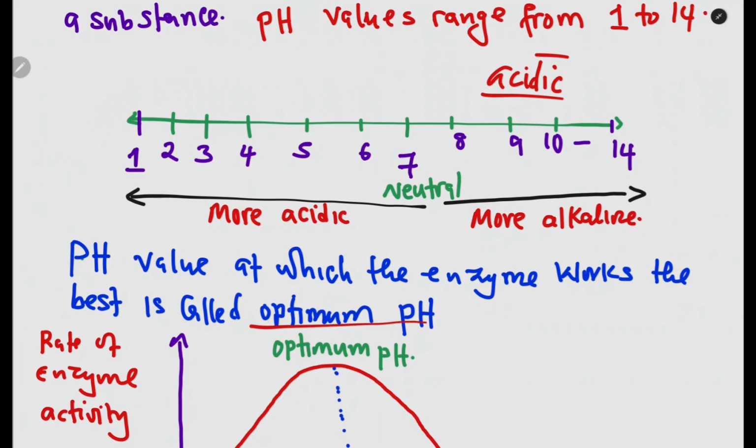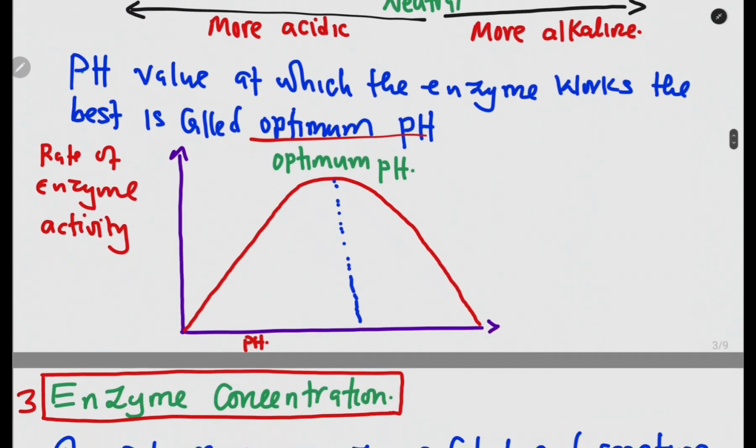Let us look at the graphical presentation. This is how it looks in terms of a graph. Equally, we have from 0 here going up, the rate of enzyme activity increases, then going this side we are increasing the pH.